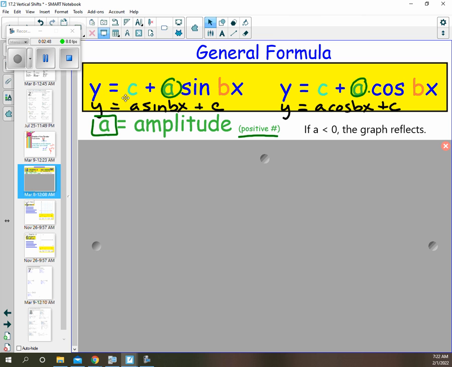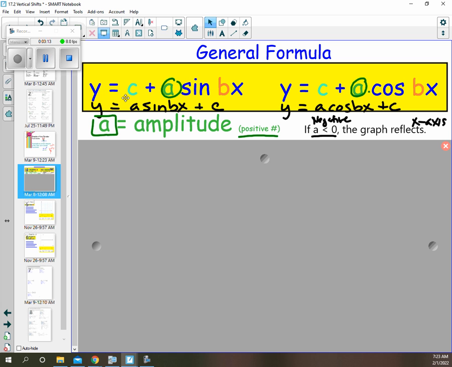But remember, if the a is negative, so a is less than 0, that means the graph is reflected over the x-axis. So if it was starting at the middle and going up, the graph would be starting at the middle and then going down. Or like for a cosine graph, if it was starting at the max, it would now start at the min. So it reflects over the x-axis. So amplitude is that height of the curve.